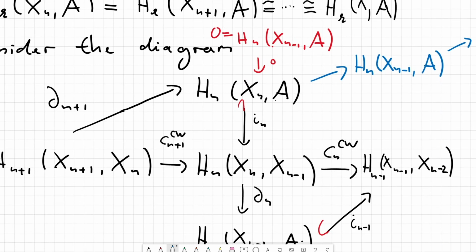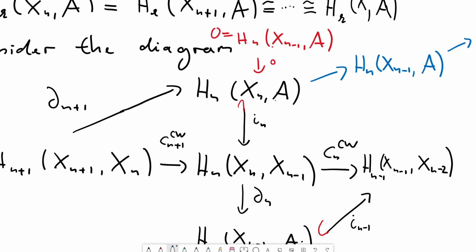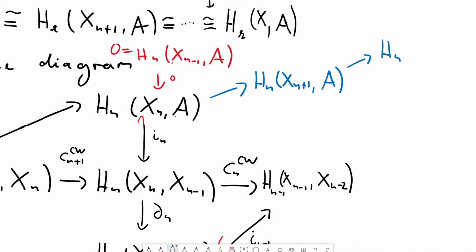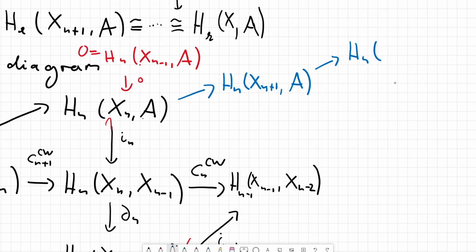Wait, no, I'm also confused. Look at the triple Xn plus 1, Xn, comma A. So here was the boundary, so here it should be Xn comma A. So no, it should be Xn plus 1 here. Sorry about that. This is Hn of Xn plus 1 comma A, and the next term should be Hn of Xn comma A. Right. No, I'm so confused. Okay, it should be Xn plus 1 comma Xn.